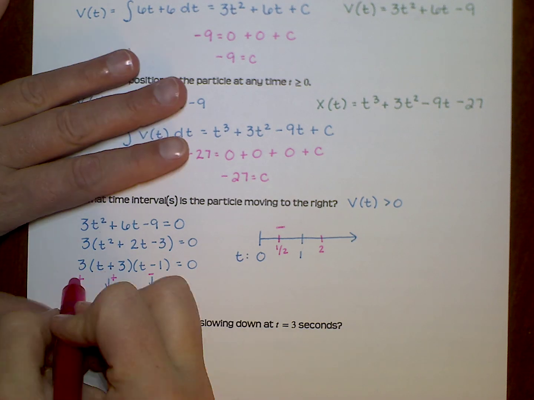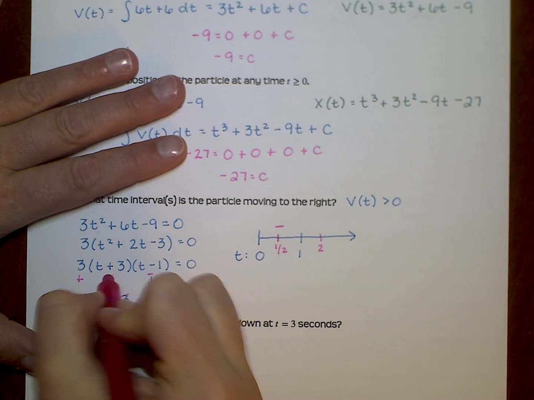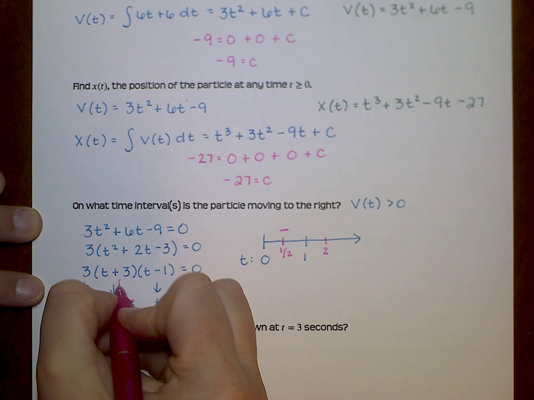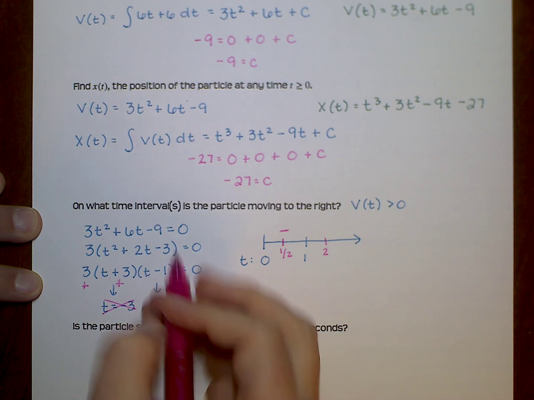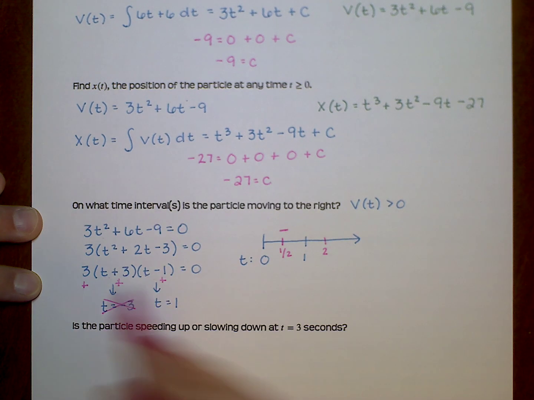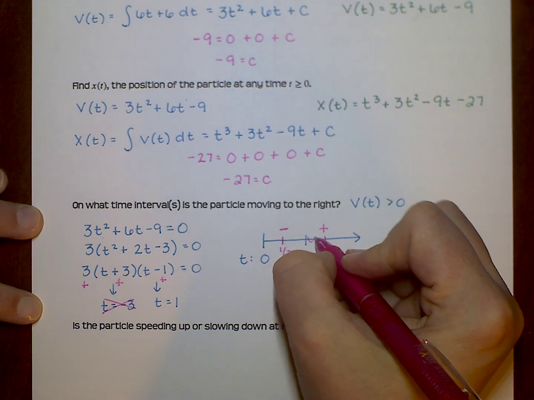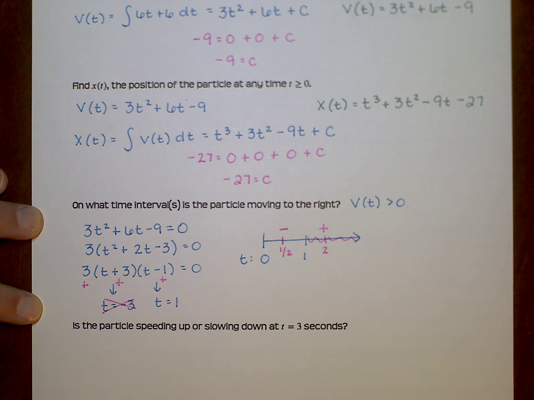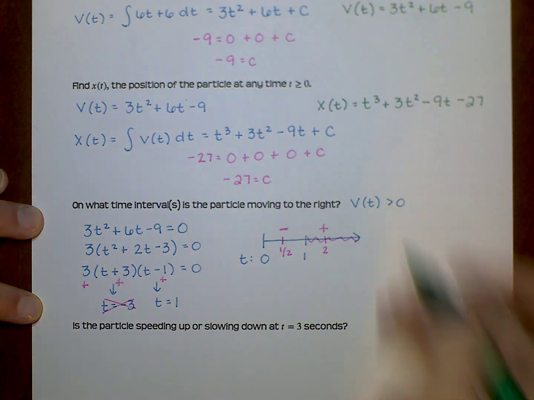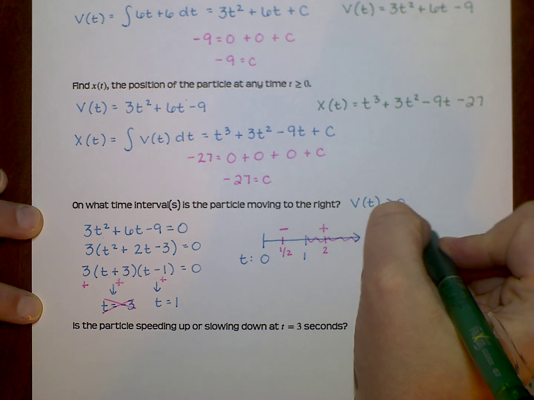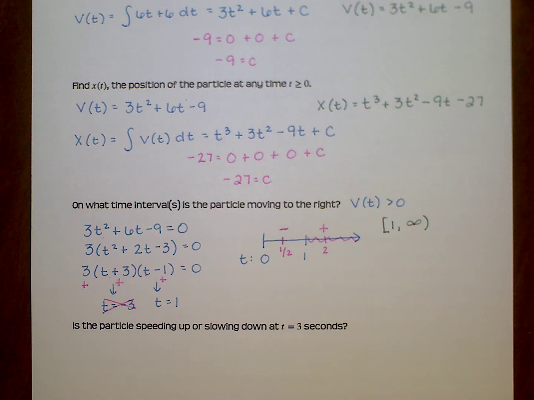Let's do it again with the 2. This 3 is always going to stay positive. If I put a 2 in here, 2 plus 3 is 5, so that's positive. And if I put a 2 in here, 2 minus 1, that's also going to be positive. So over here, this is all going to be positive, which means all of this is going to have a positive velocity. And so to answer my question, I would say on the interval from 1 to infinity. Everywhere after 1 second. And I don't think it gave me a limit on how far. Yeah, it just says for time greater than 0.